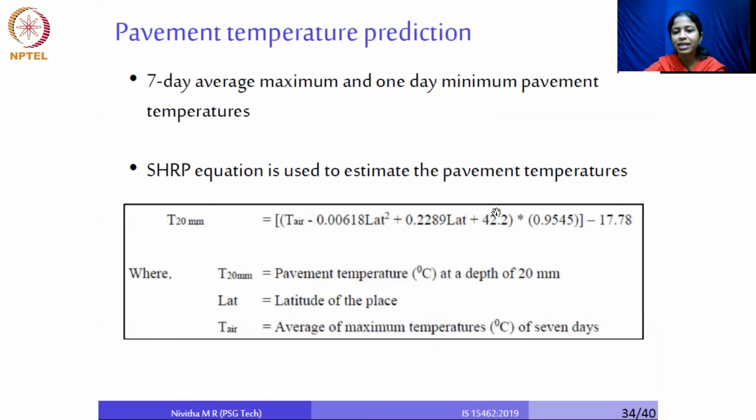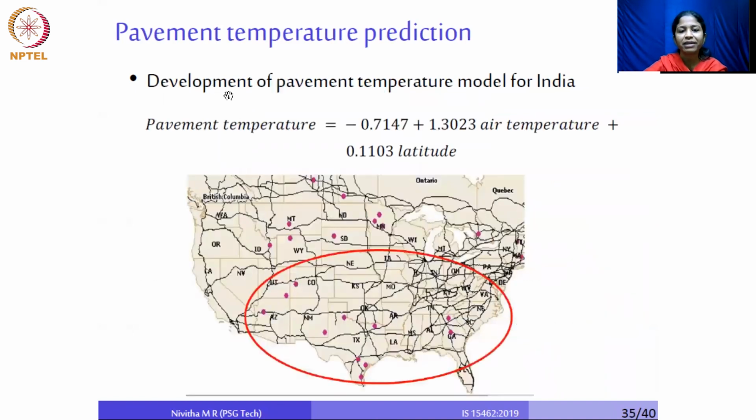So to check whether these correlations are valid, we tried to develop a pavement temperature model for India. As of now, not much published data, or I could say scarcely any data, is available with regard to the pavement temperatures for India.